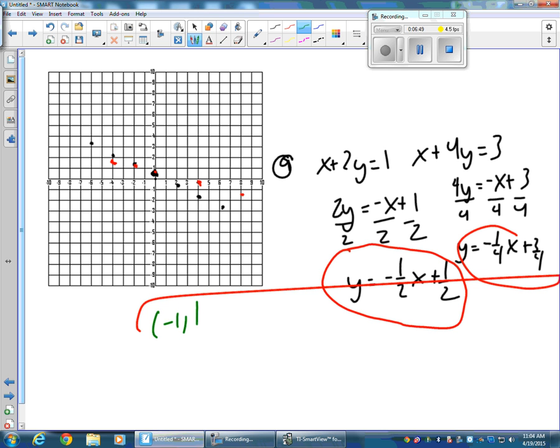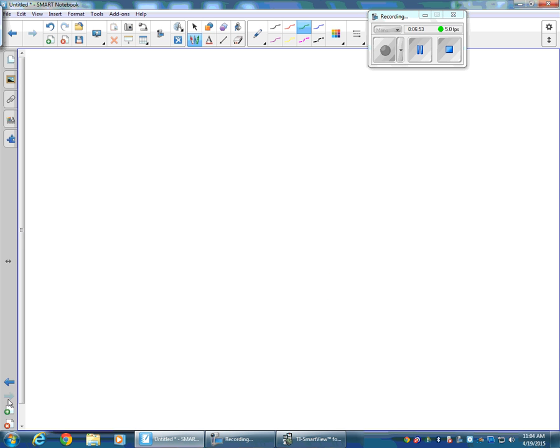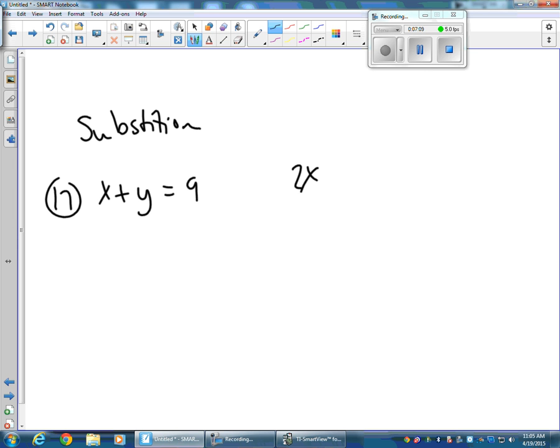Whoops, negative 1, 1. Alright, second way that we can solve systems is by what's called the substitution method. With the substitution method, you've got two equations, and you want to take one and solve it for either x or y. I'm going to take a look at number 17, and then you're going to take that result and plug it in place of that variable in the other equation.